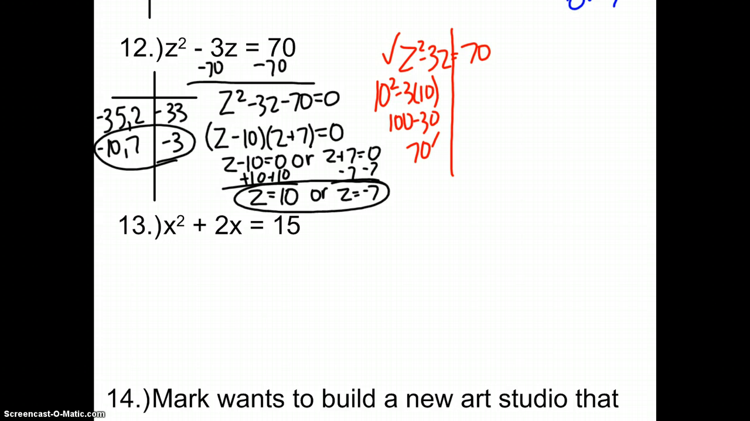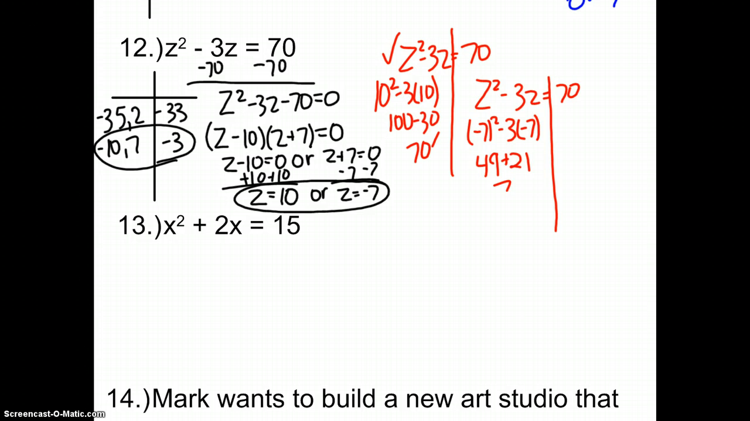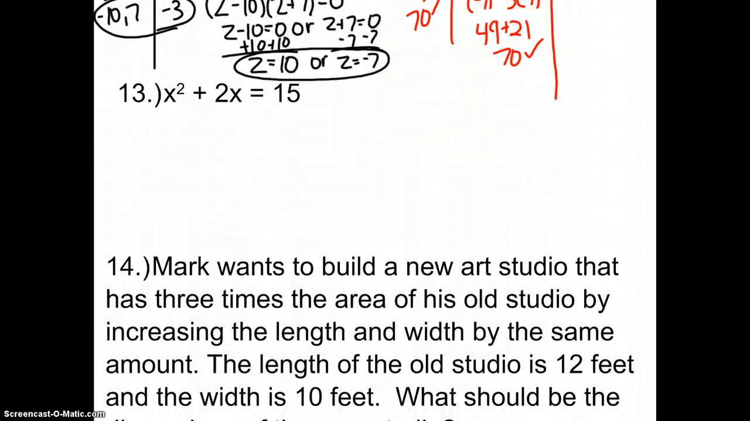And that checks out. And then we can plug in negative 7 to our original equation again. So we have negative 7 squared minus 3 times negative 7, or 49 plus 21, which gives us our 70. So both solutions work. Number 13, I want you to try on your own. So pause the video and try to work it out. You should get the solutions of x equals negative 5 or x equals 3.